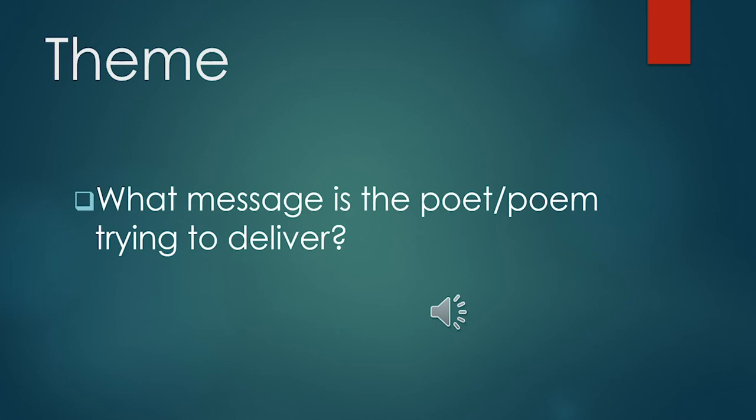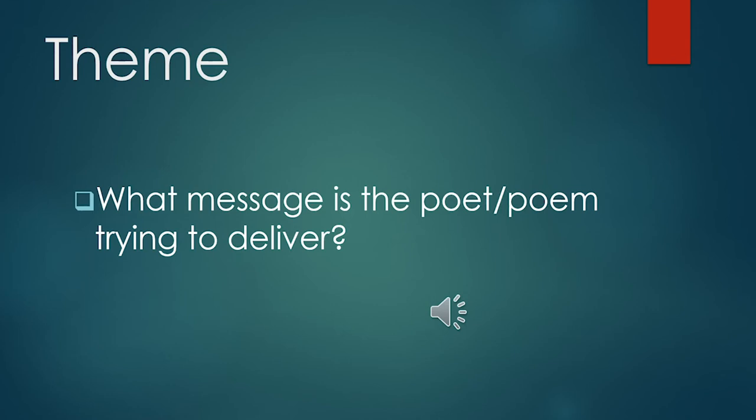Okay, slide number 5. As you can see, the title of this slide is theme, and as you can see from the bullet points, what do they mean by theme? It's what message is the poem trying to deliver, or the poet trying to deliver. That is the theme of the poem. Now, a problem that some of my students have is sometimes they confuse the theme with the subject or the topic of the poem. Okay? Now, these things are not the same.